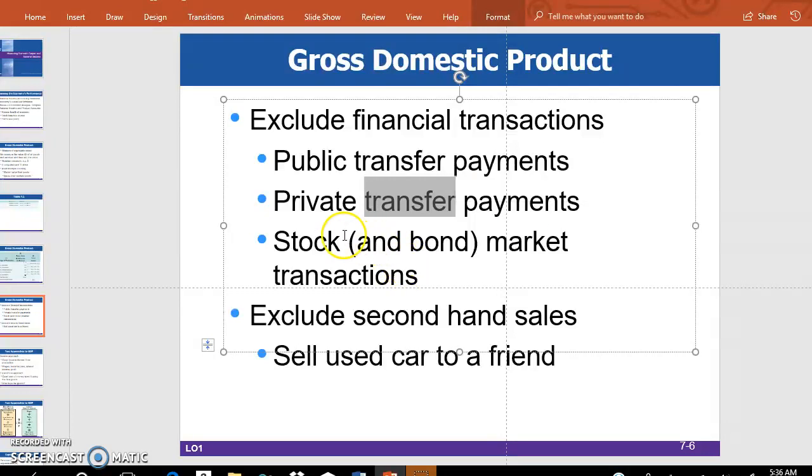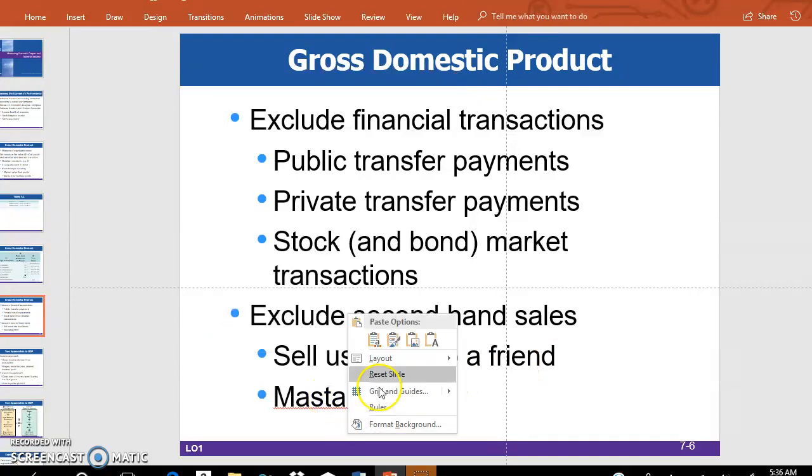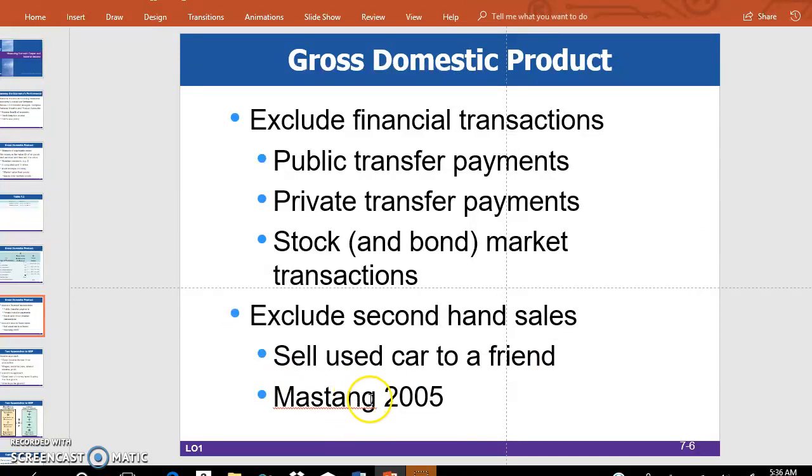Then again, stocks and bonds will also not be included, because stocks and bonds, these are what? They are just paper certificates, right? You buy stock, they will just print a new stock certificate and put your name in there, remove the old owner's name, and that doesn't represent production of goods and services. And then, as we said, second-hand sales. Suppose you sell a used car. Suppose you have a Mustang 2005, right? Now the value of this car is what? It was included in the GDP of 2005 when it was brand new.